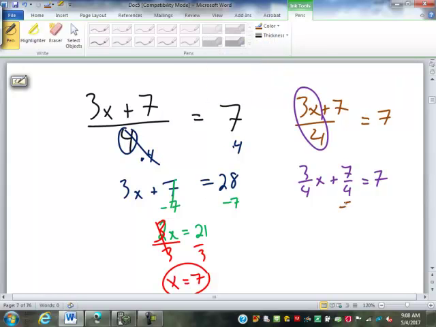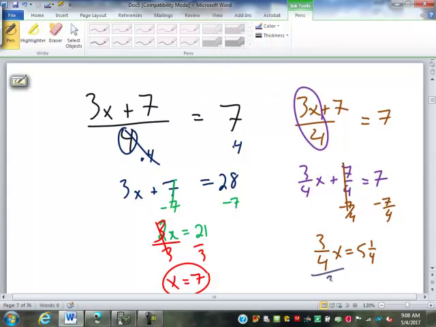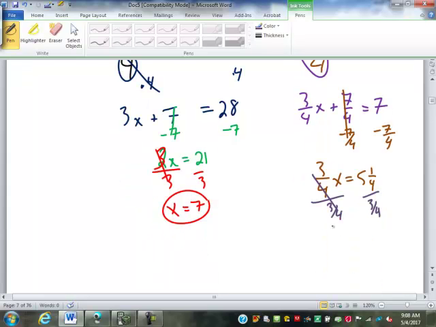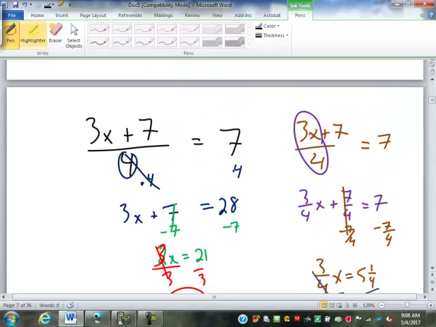And then we could have subtracted 7/4. So 3/4 x equals 5 and 1/4. Then you could have divided by 3/4. X equals 7. So you could just divide out or multiply out the factor. Technically it's 1/4 times what's up there. Gotcha. Okay.